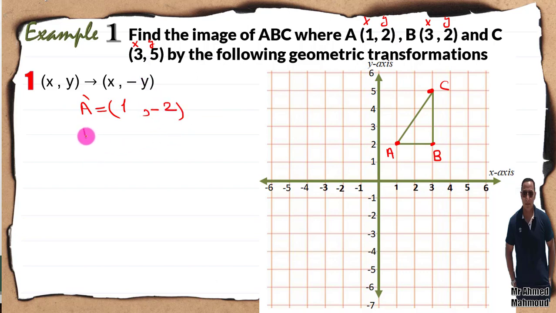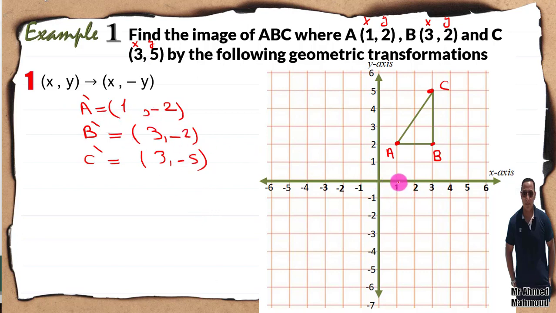B dash, it is 3, 2, change into 3, negative 2. C dash, 3, 5, change into 3, negative 5. I'm just changing the sign of y.